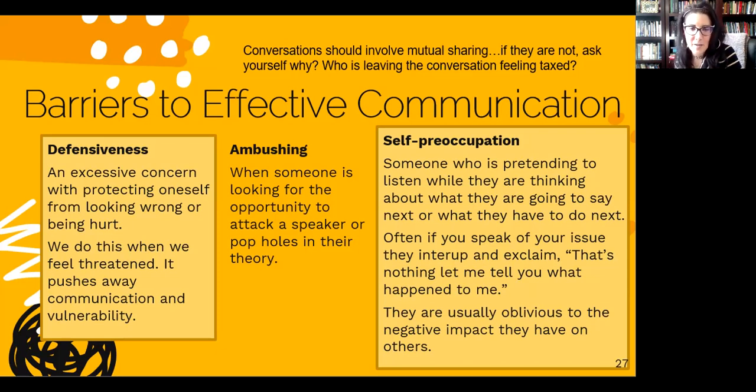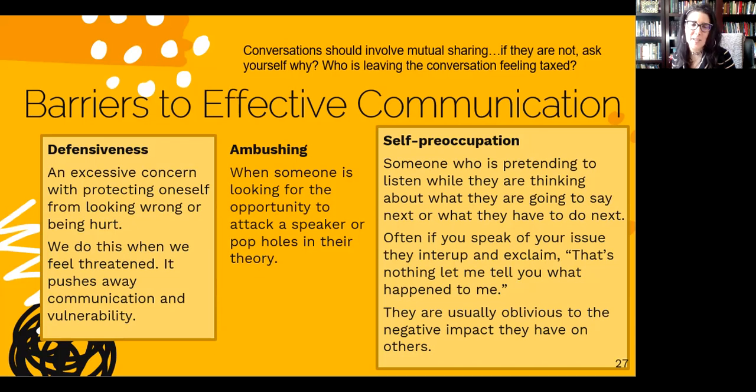Ambushing can be a barrier to effective communication. That's when someone is looking for the opportunity to attack a speaker or poke holes in their theory. We see this a lot in academia, or when students are giving presentations. A lot of times it's the peer group that says, hey, what about this or what about that? They can be a tough audience.